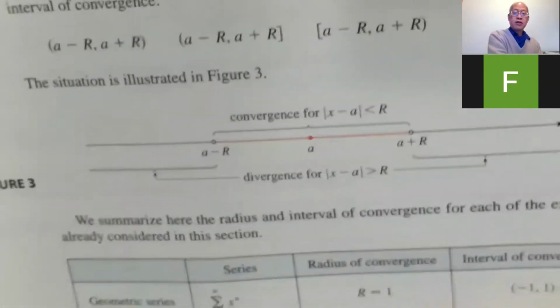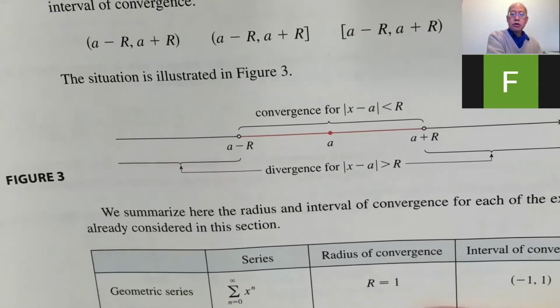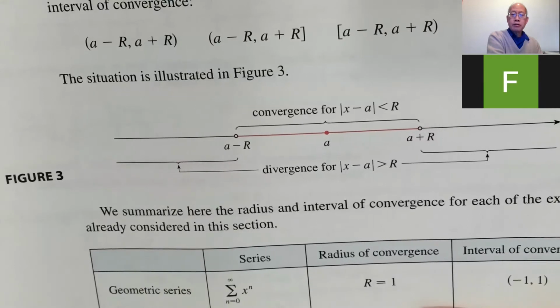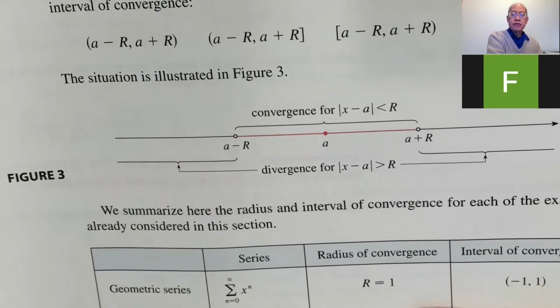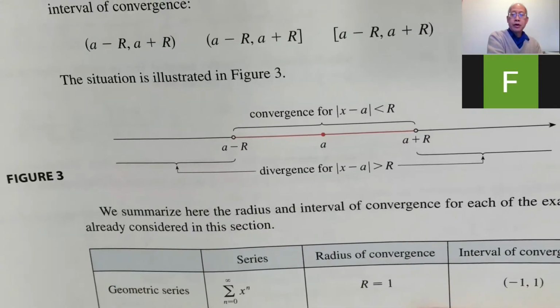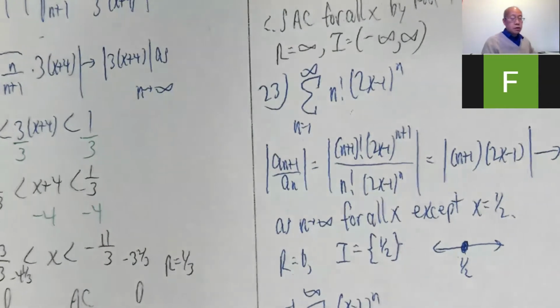So this is figure 3, the quote unquote most normal case. Centered at a, you go r units to the left, r units to the right. Everything in between, you have absolute convergence. Everything on the two outsides, you have divergence, and those two endpoints you have to check separately. Okay. Series 23.